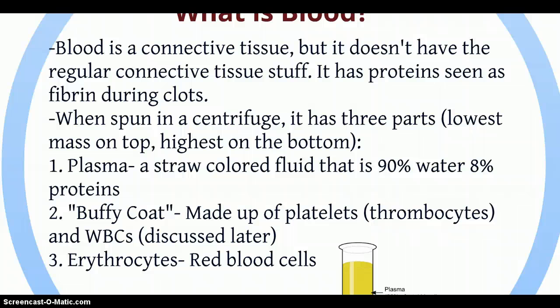When spun in a centrifuge, which is a circular device with tubes attached to it that spins rapidly, it can separate the substances within those tubes from highest mass on the bottom and lowest mass on the top of the tubes. So from lowest mass to highest mass, there's plasma in your blood. It's a straw-colored fluid. It's 90% water and 8% proteins. There's a buffy coat, which is made up of platelets and white blood cells. And then there's erythrocytes, red blood cells.